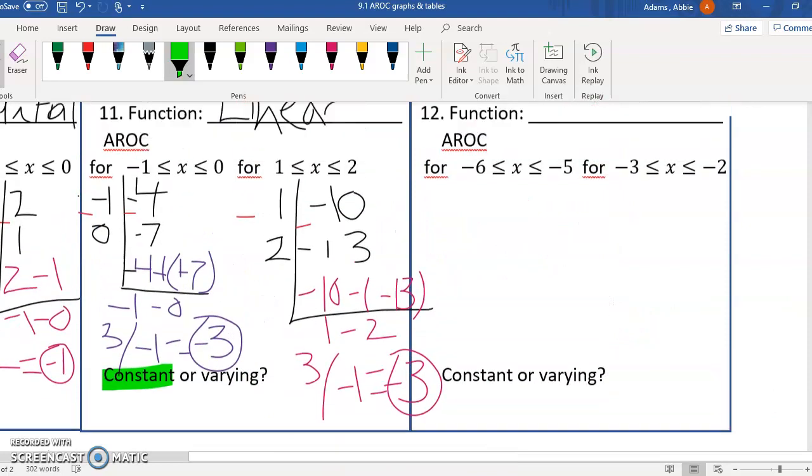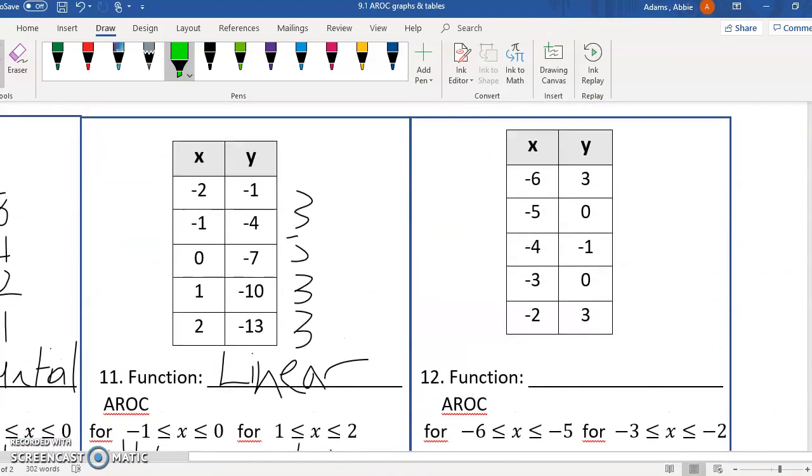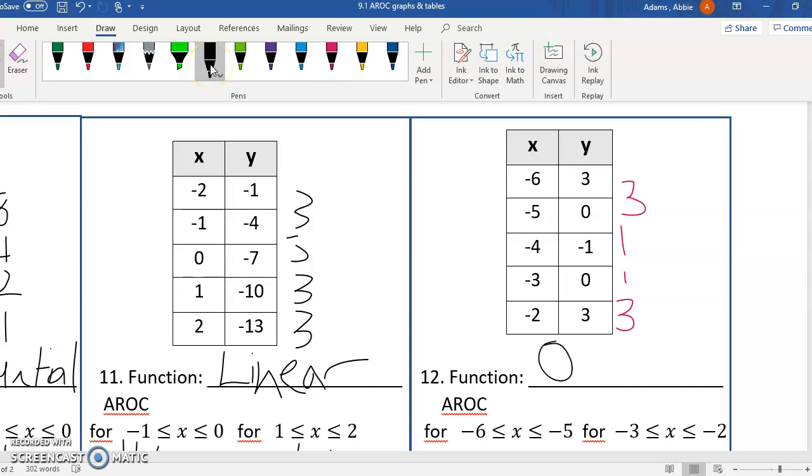All right, let's look at the last function. So table 12. Every time x increases by 1 here, let's see what happens to our y's. So 3 to 0, that's a change of 3. 0 to negative 1, that's a change of 1. And I'm just going to look at the absolute values here. Negative 1 to 0, that's a change of 1. And 0 to 3, that's a change of 3. So that's symmetric there. If it's symmetric, then the function is going to be a quadratic function.